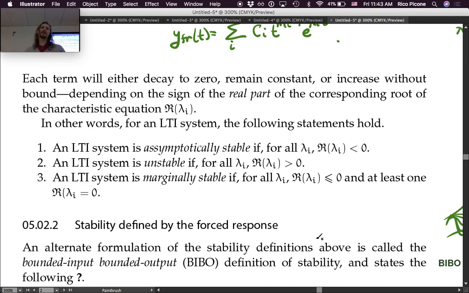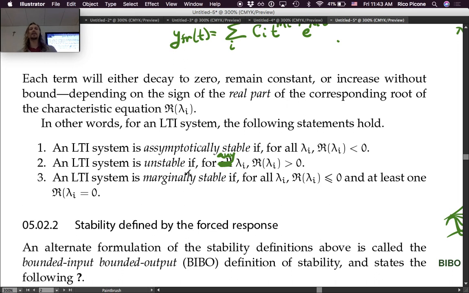So that's our condition for stability. The second statement we can make is that an LTI system is unstable if, and this is a typo, for any, instead of all. So this is a key typo, so please fix that in your notes.